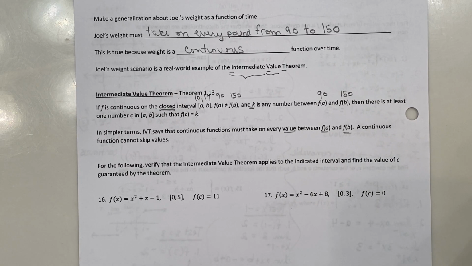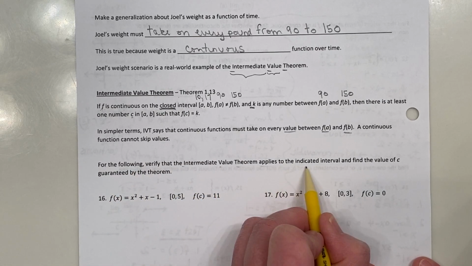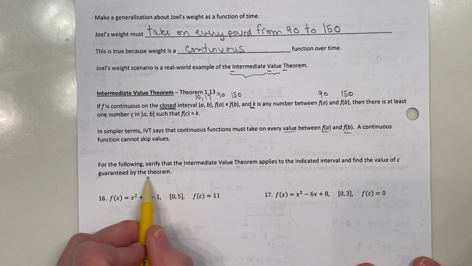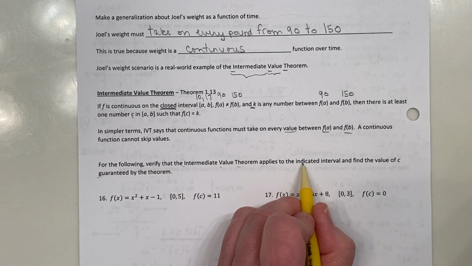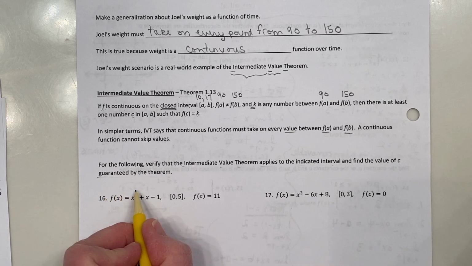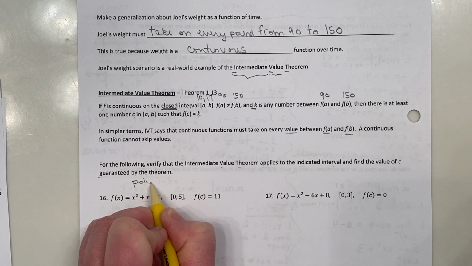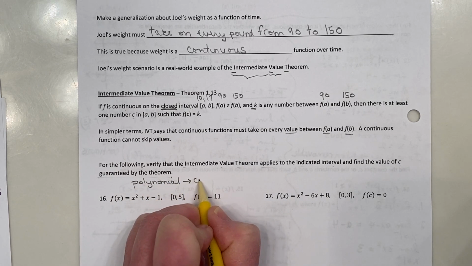All right, so what does that look like in maybe not a word problem situation, a scenario like Joel's weight? What does that look like more analytically in what we deal with? So it says, for the following, verify that the IVT applies to the indicated interval and find the value of C guaranteed by the theorem. All right, so how do we verify that the IVT applies? Well, first of all, we have to make sure we have a continuous function. This is a polynomial function, quadratic, polynomial. All polynomial functions are continuous.